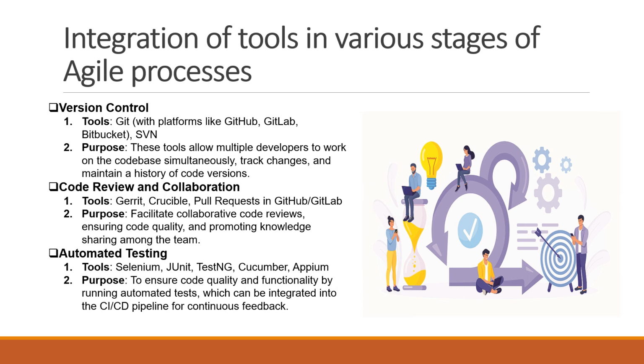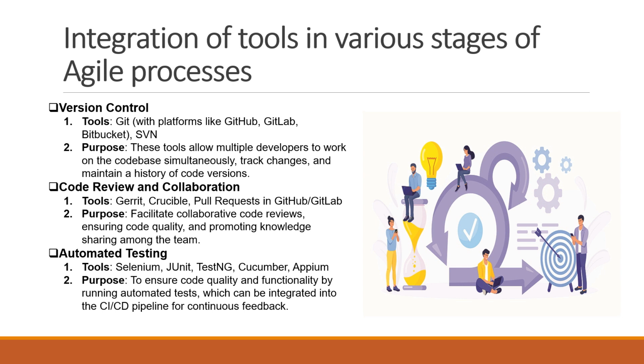Version control. Tools like Git, SVN are examples of tools for version control. Now, Git is used in collaboration with platforms like GitHub, GitLab, Bitbucket. And the purpose is to allow multiple developers to work on the code base simultaneously, track changes, and maintain a history of code versions.